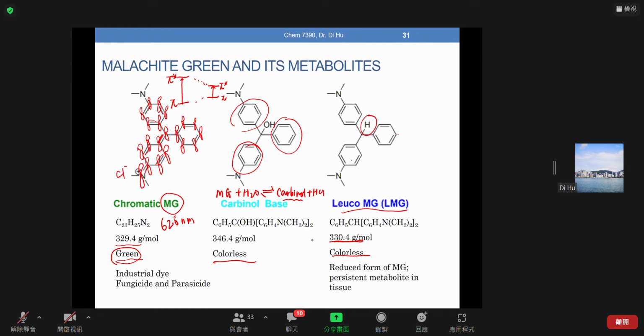Okay, the thing is, when you are analyzing methacon green, you're not just analyzing methacon green itself. Let me see. Wait, is that first?